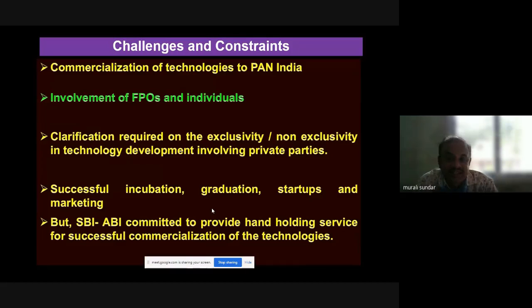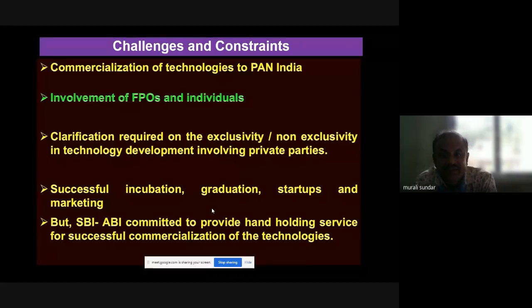There is always a little confusion over exclusivity or non-exclusivity in technology development, involving private parties also. Mostly, the technologies we have developed are sold, commercialized or licensed on a non-exclusive basis to avoid any favoritism to anybody.